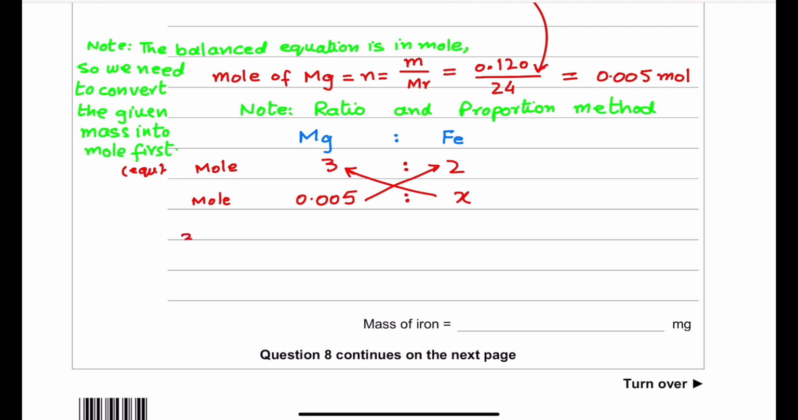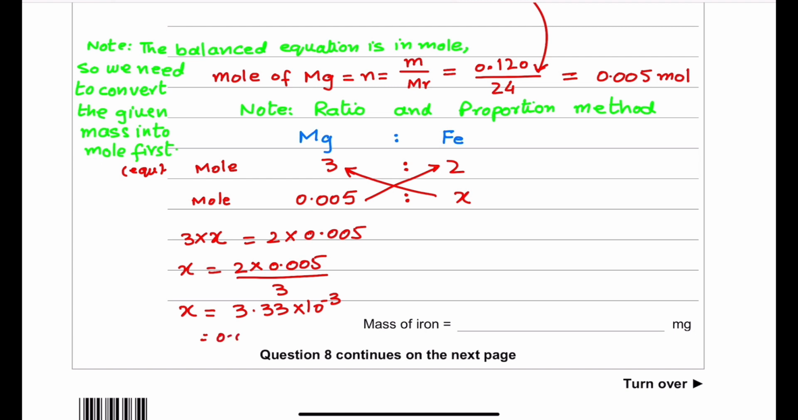So we have 3 times x equals 2 times 0.005. Our second step is x equals 2 times 0.005 over 3. The number of moles of iron are 3.33 times 10 raised to the power minus 3 moles, which is 0.0033 moles, the moles of iron.